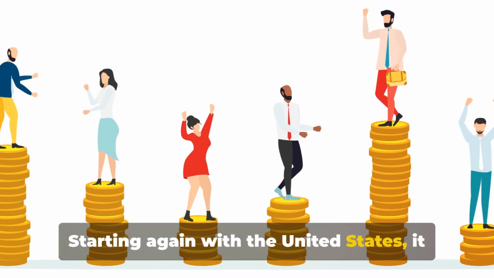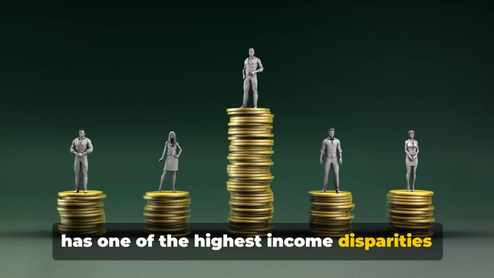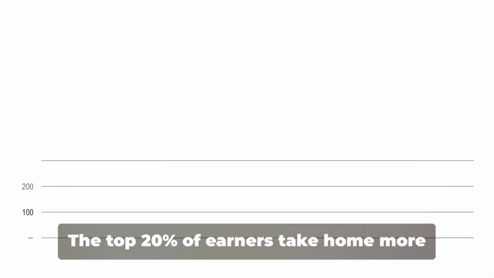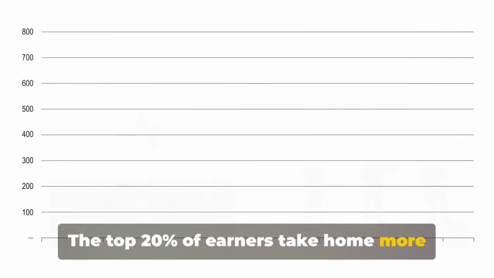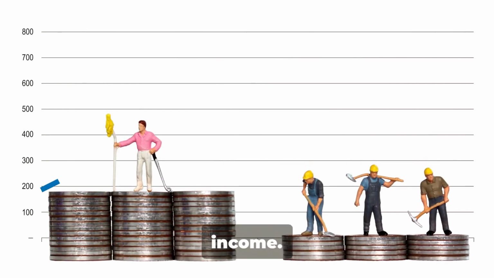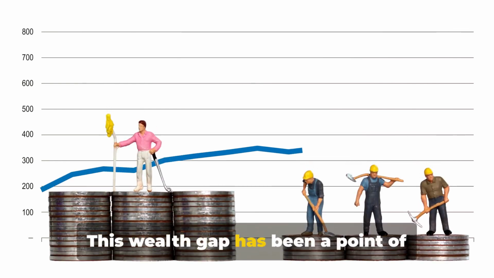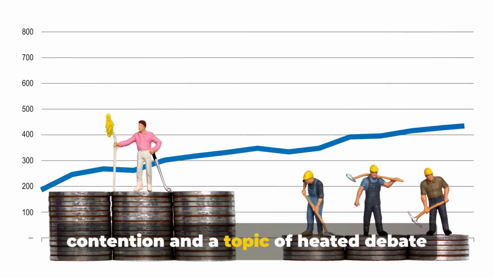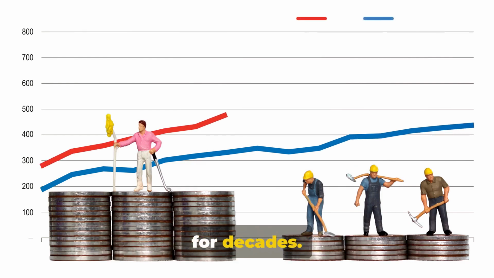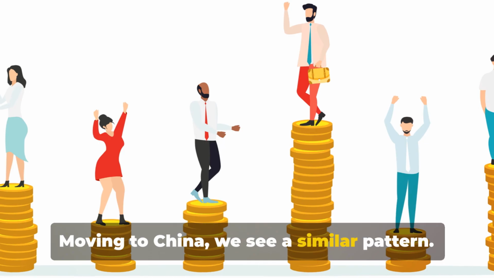Starting again with the United States, it has one of the highest income disparities among developed countries. The top 20% of earners take home more than half of all U.S. income. This wealth gap has been a point of contention and a topic of heated debate for decades. Moving to China, we see a similar pattern.